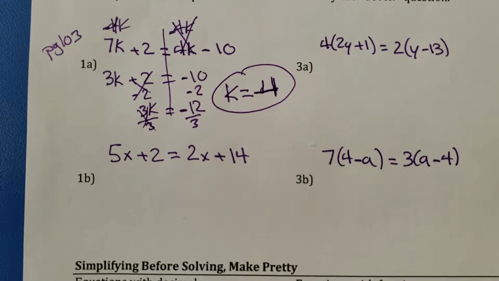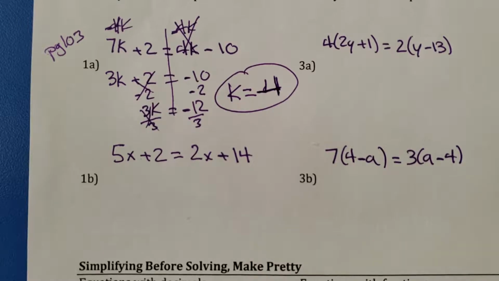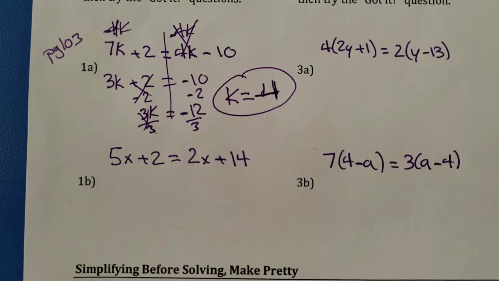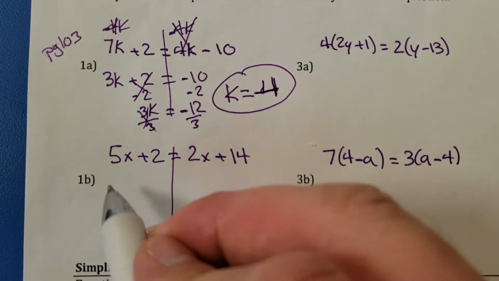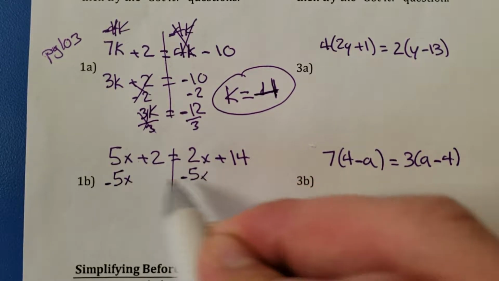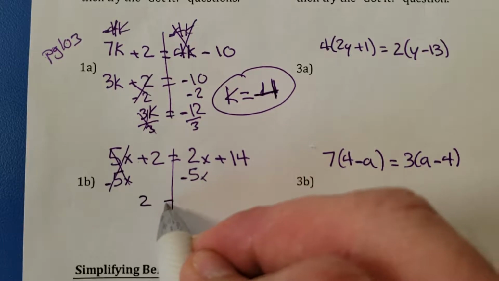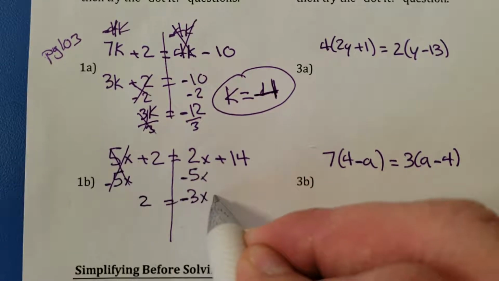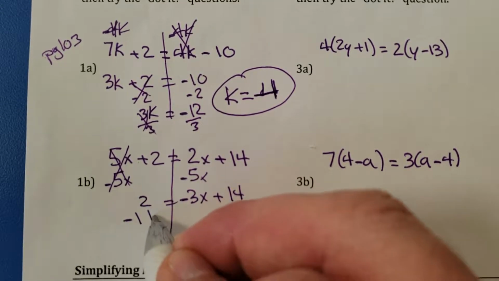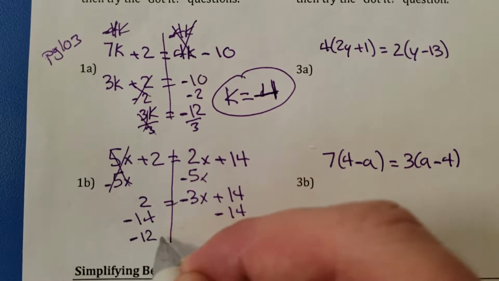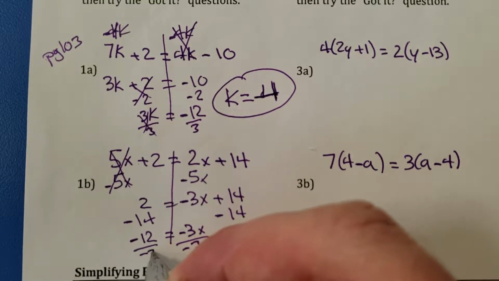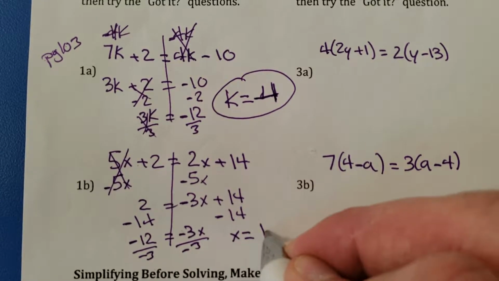Now, 1B, I believe, says, hey, look, you solved it by subtracting the 2k. Can you still solve it by subtracting the 5k? I think we can. You're going to get the same answer, but you're going to see what I mean here in just 1 second. So minus the 5x, minus the 5x, you're gone. Positive 2 equals negative 3x plus 14, minus the 14, minus the 14. 2 minus 14 is negative 12 equals negative 3x. Divide both sides by negative 3. Guess what? X still equals 4.